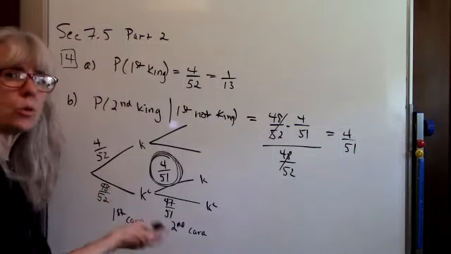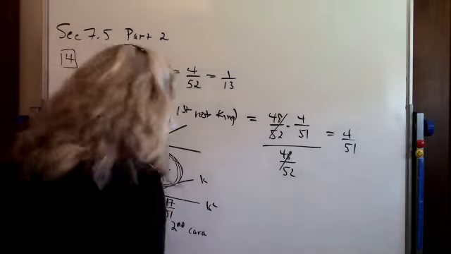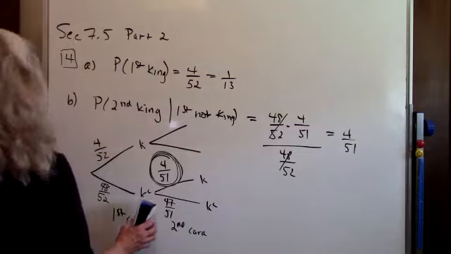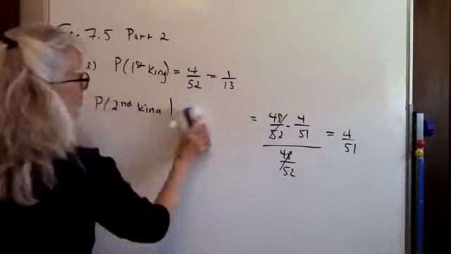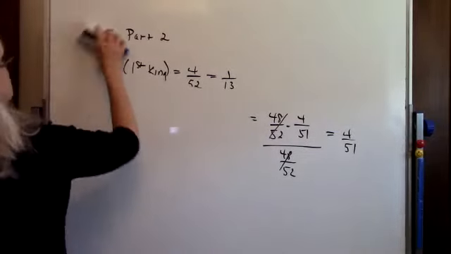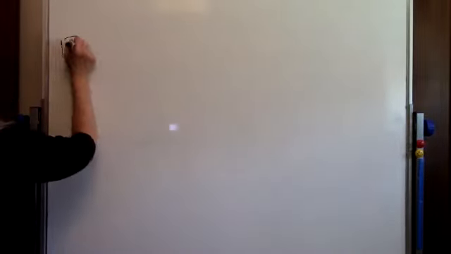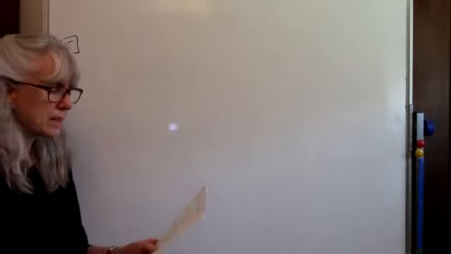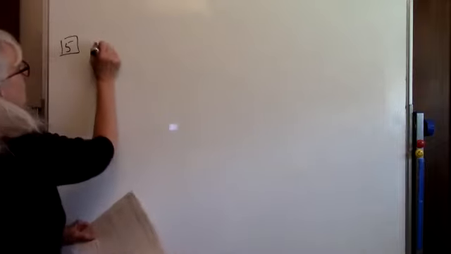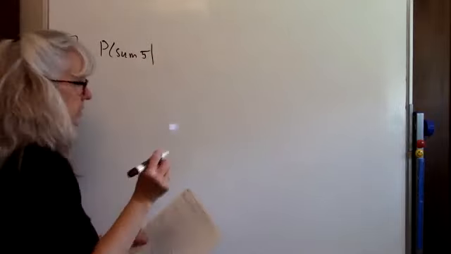So again, I didn't draw the whole tree. I just drew enough of a tree to help me get a handle on what I needed as far as the numbers went, the probabilities. Let's try another one. So example 5. A pair of fair dice is rolled. What's the probability that the sum of the numbers falling uppermost is 5 if it is known that one of the numbers is a 3?